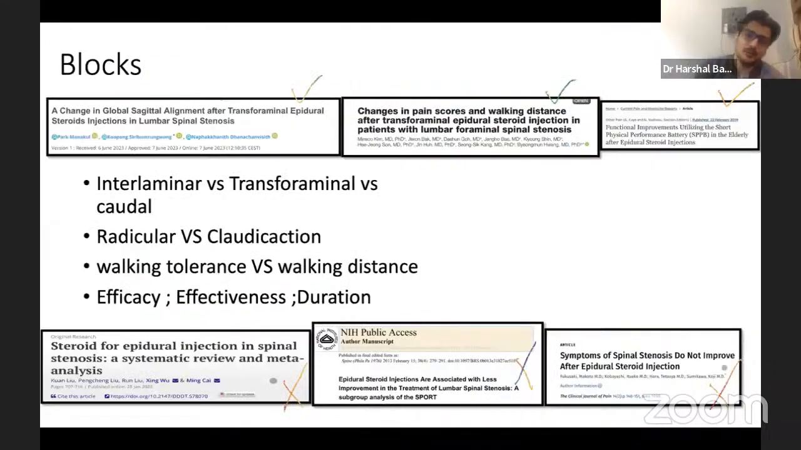When it comes to blocks, again, the literature is quite widely divided. Some say it works, some say it doesn't, but largely everybody says that walking tolerance may improve, but walking duration may not improve. So as Priyank sir rightly mentioned earlier, the neuritic component might help, but the duration will not improve. The claudication time will remain the same. Yeah, and the duration of that effect will also be smaller.